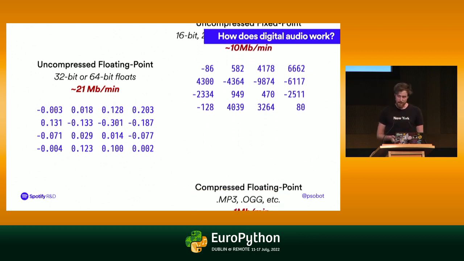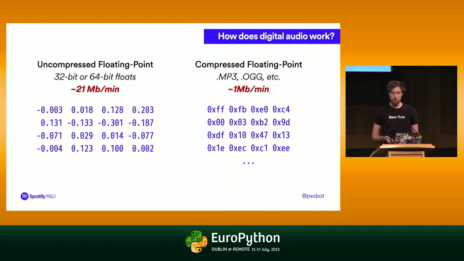So back in the 90s, people invented some very, very clever compression codecs. These compressed floating point codecs, like MP3 and OGG and so on, compress all the way down to 1 megabyte per minute of audio, which is much, much easier to deal with. However, as you can see there, we're no longer actually looking at the numbers. We're not looking at the floating point values. We're just looking at encoded bytes. So to do anything with this compressed data, we're going to have to use a library or some other system to decode it, and then use the numeric information we get after decoding here.